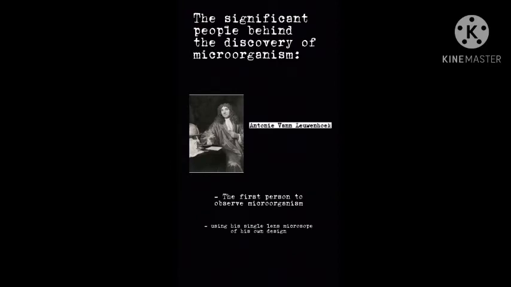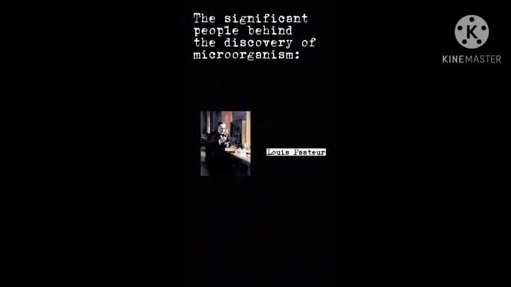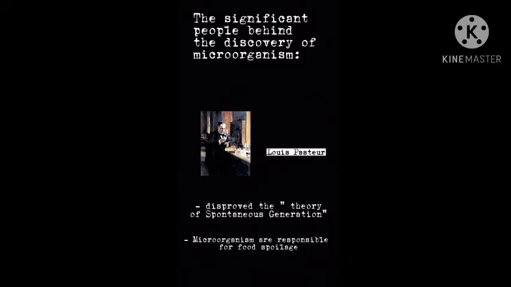The significant people behind the discovery of microorganisms: Anthony van Leeuwenhoek, the first person to observe microorganisms using a single-lens microscope of his own design. Next is Louis Pasteur, who disproved the theory of spontaneous generation. Spontaneous generation believed that living organisms arose from non-living matter. He also said that microorganisms are responsible for food spoilage.